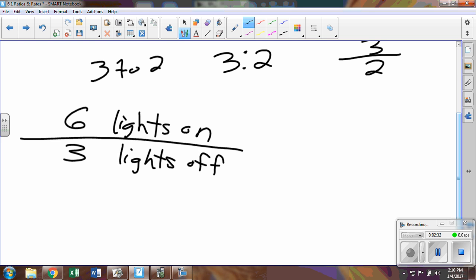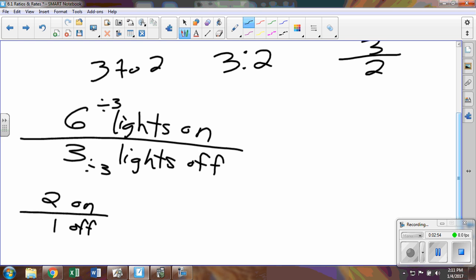Just like you could simplify fractions, you can simplify ratios and rates as well. What number is going to divide into both of these? Well, of course, we could divide by 3, which would give us 2 of them on compared to 1 of them off. There's a simplified rate.